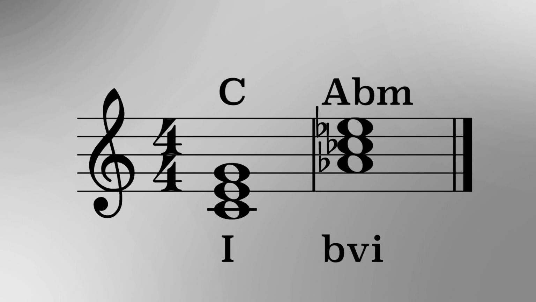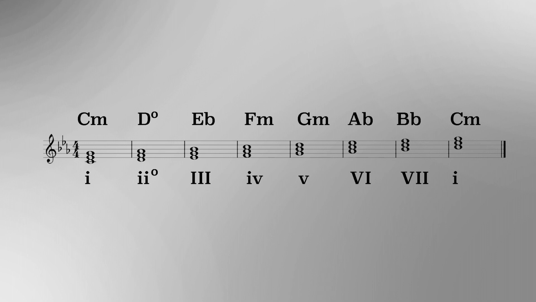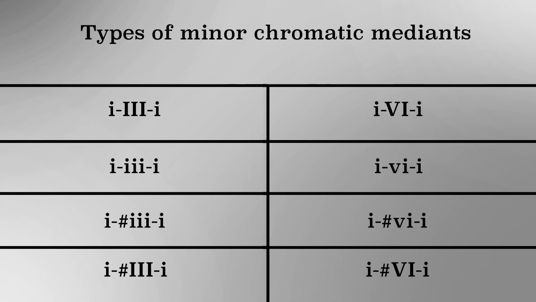Now what does all this look like in a minor key? Here are your diatonic chords you normally find in a minor key. Our mediant chords are still the same, they're the 3 and the 6. The only difference is, in a minor key, the 3 and the 6 are major, diatonically speaking. Here's a chart of all the minor chromatic mediants you'll find.